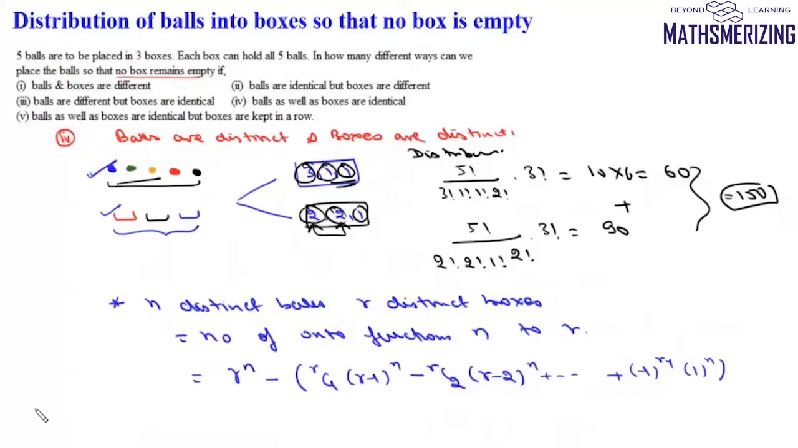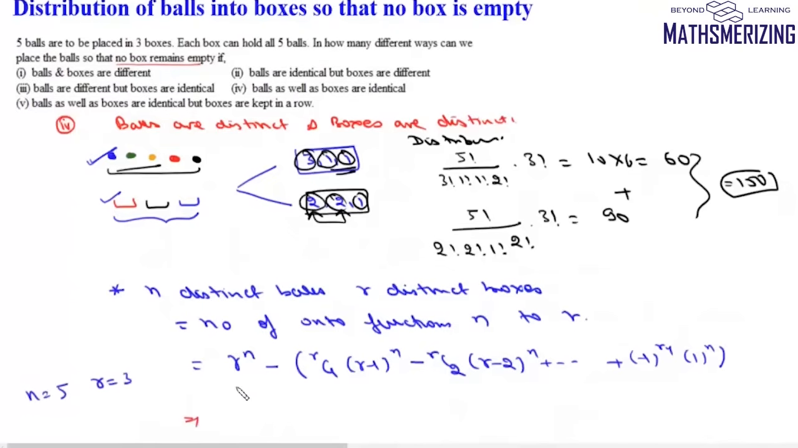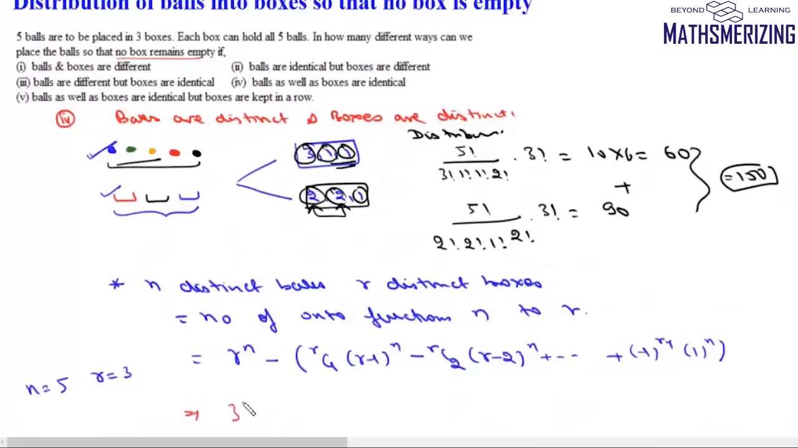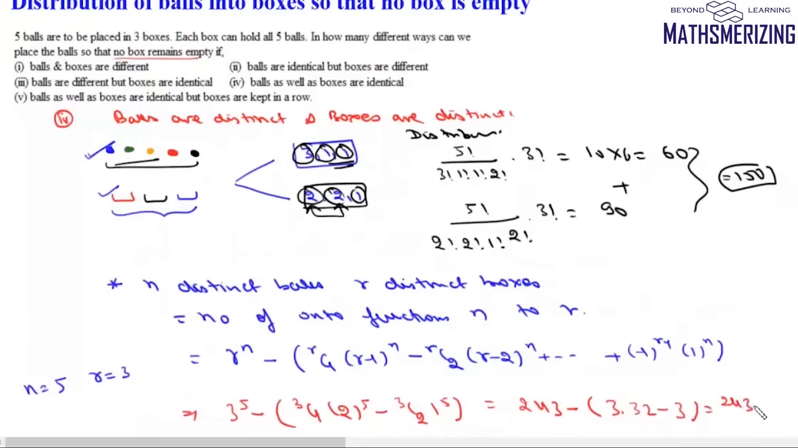So in our case, the value of n is 5 and the value of r is 3. So the total number of ways of this distribution will be r to the power n, so 3 to the power 5 minus 3C1 times 2 to the power 5 minus 3C2 times 1 to the power 5. So 3 to the power 5 is 243, minus 3C1 is 3 and 2 to the power 5 is 32, so that is 96, and minus 3 gives 93. So it will be 243 minus 93, which is nothing but 150.